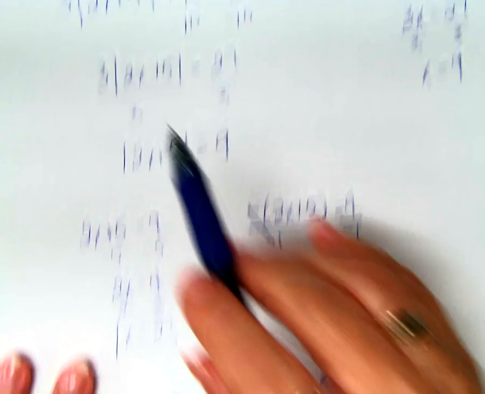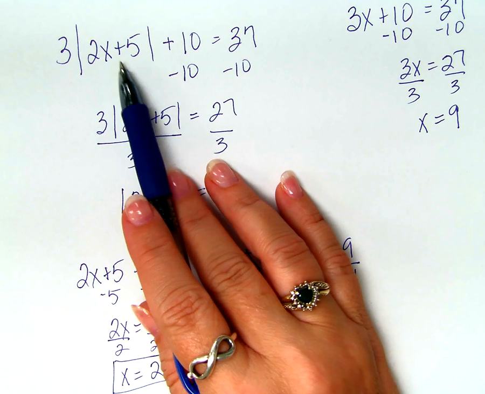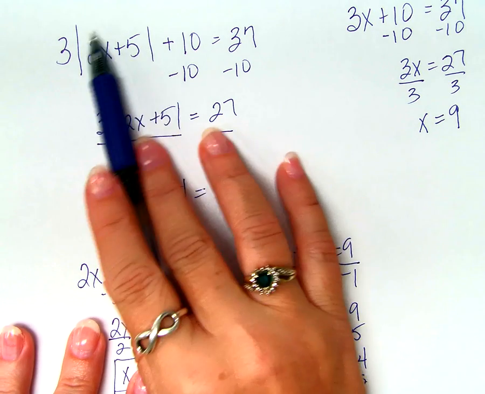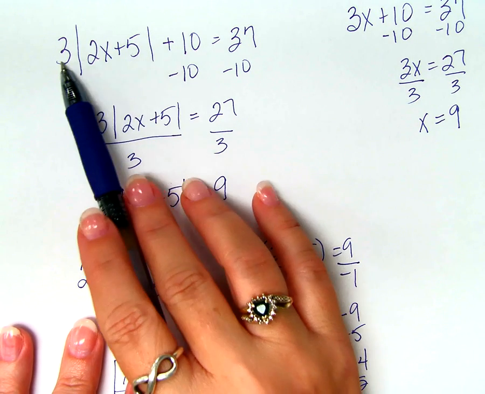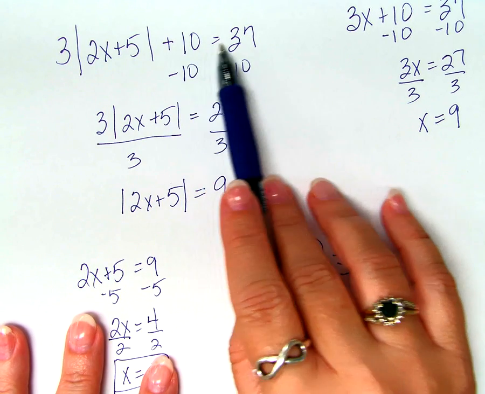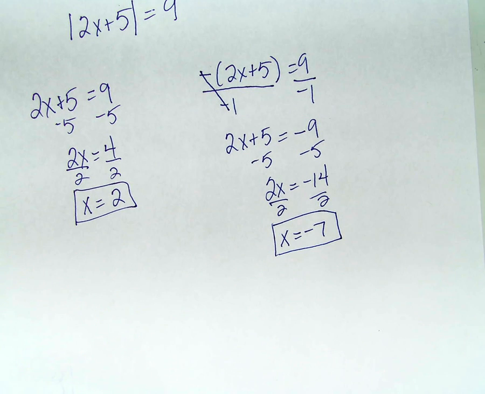What about -7? 2 times -7, -14 plus 5, -9. Absolute value of -9? 9 times 3. 27 plus 10. Does 37 equal 37? Yeah. I don't have to have a shadow of a doubt whether that's right or wrong. I know it is. I just proved it to myself.